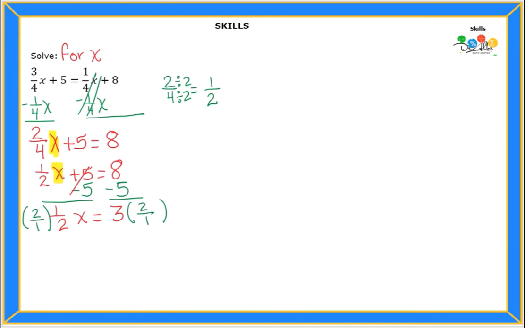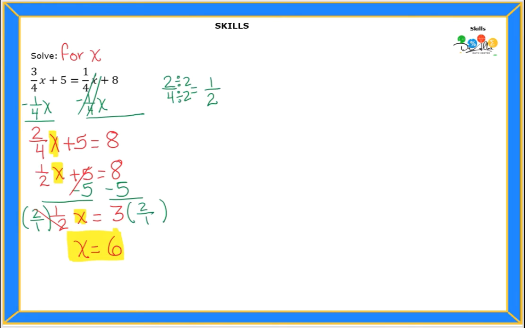So my fractions are going to cancel, right? And I'm going to end up with x by itself. And 3 times 2/1 is the same thing as 3 times 2, and I get a 6. So notice how x was already getting by itself. So that's my answer.